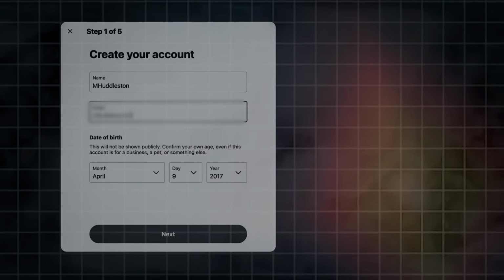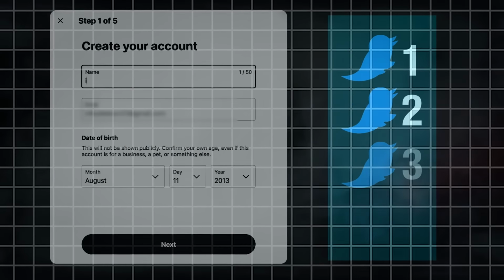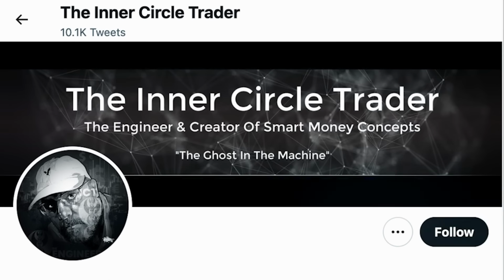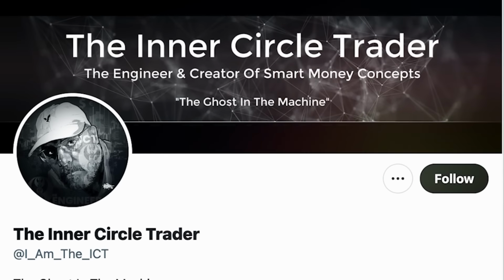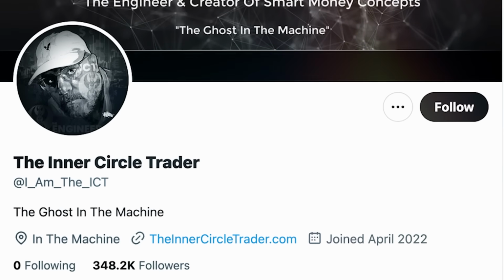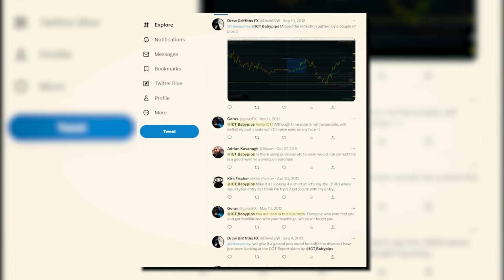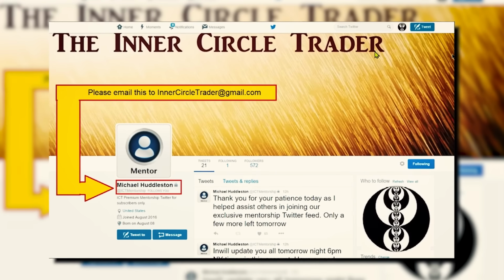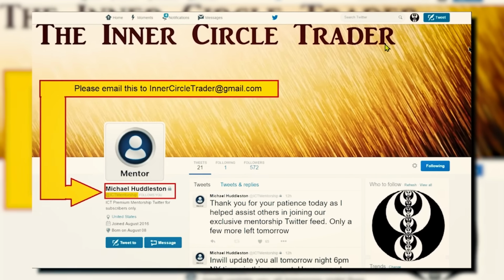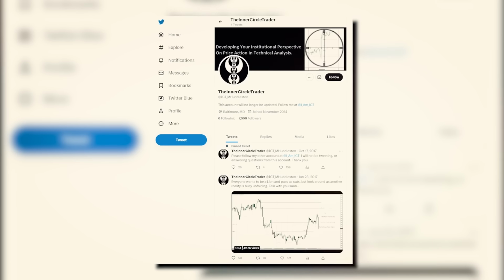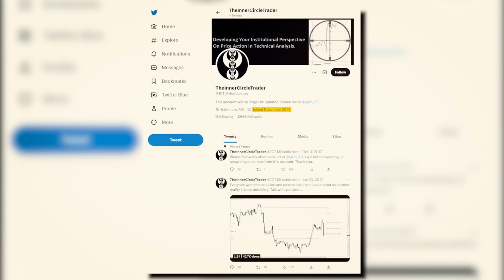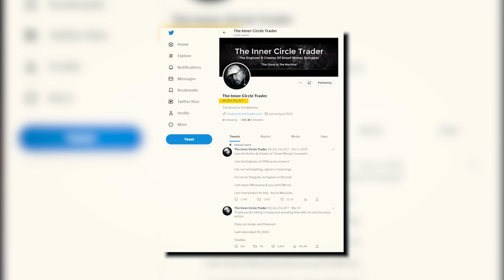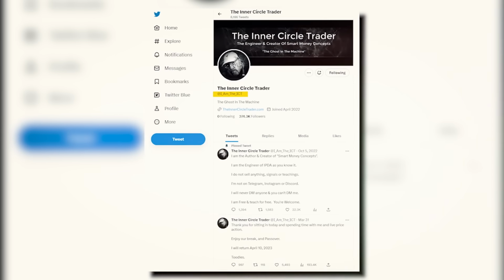It's been validated that he operated not just 2 or 3, but a minimum of 4 accounts. Michael's past Twitter presence is easily traceable, and it reveals more than just his current account. ICT Baby Pips, active during his tenure at Baby Pips. ICT Mentorship, used for his 2016 Mentorship Twitter feed. ICT M Huddleston, in use from 2014 to 2017. A new handle emerged in April 2022, I am the ICT.